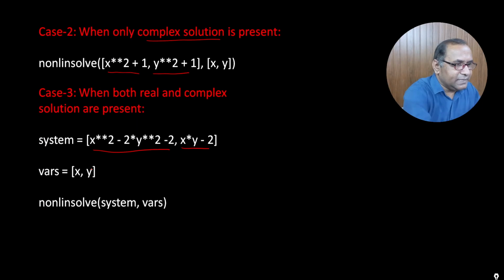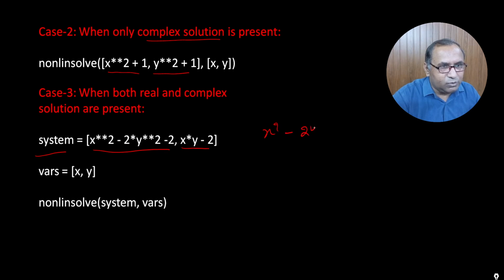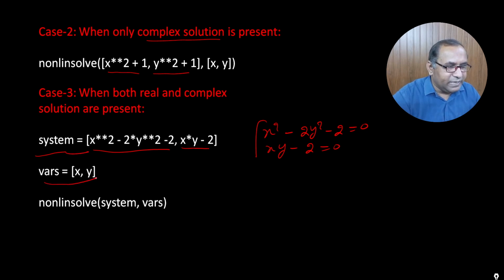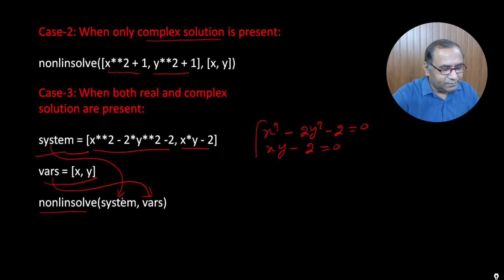Now we have the last case. We can write the system of equations in this form. We have x square minus 2y square minus 2 is equal to 0, and the second equation is xy minus 2 is equal to 0. We can write this system of equations, then declare the variables for which we want to solve, and then use the nonlinsolve function, with the system at the first place and the variables at the second place.